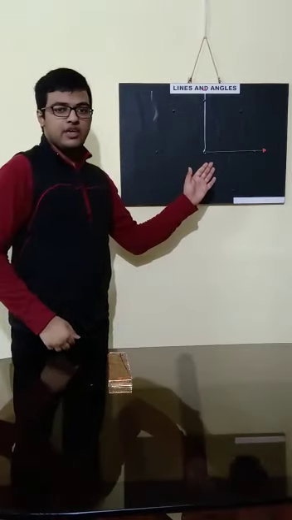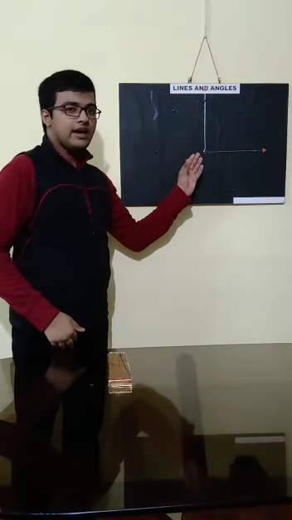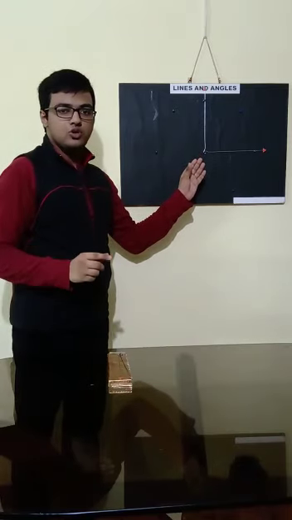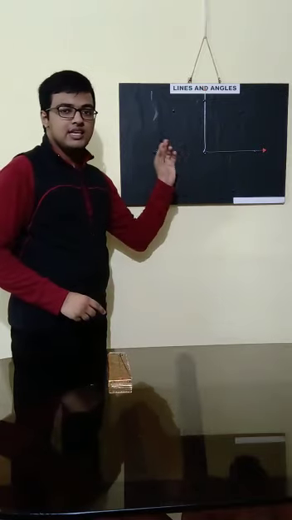This is the second type of the angle and this is a right angle. A right angle is exactly a quarter of a complete rotation. A right angle measures exactly 90 degrees.